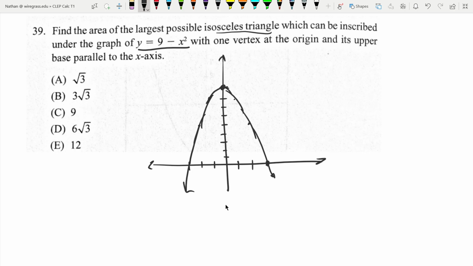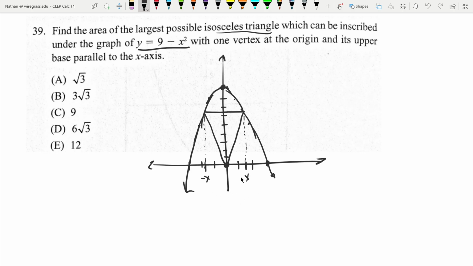Now the isosceles triangle has a vertex at the origin right here, and its upper base is parallel to the x-axis. It's isosceles, so that means the two sides have to be equal. I don't know where it's going to be, so I'm just going to draw it in like this. And that's the isosceles triangle. This is parallel to the x-axis, and it comes out to some x value here. And of course, this is also some negative x value here. It's the exact same thing.